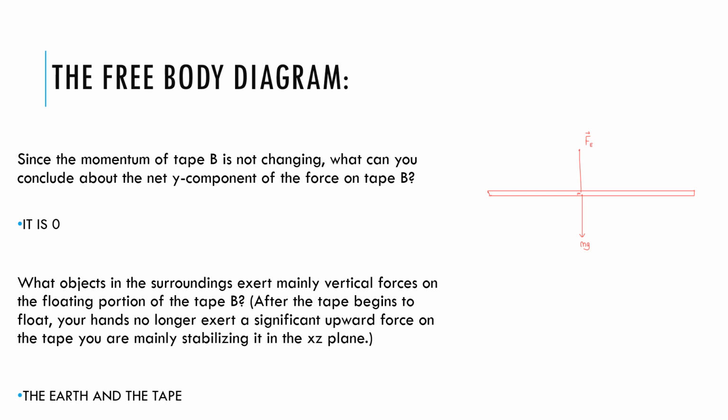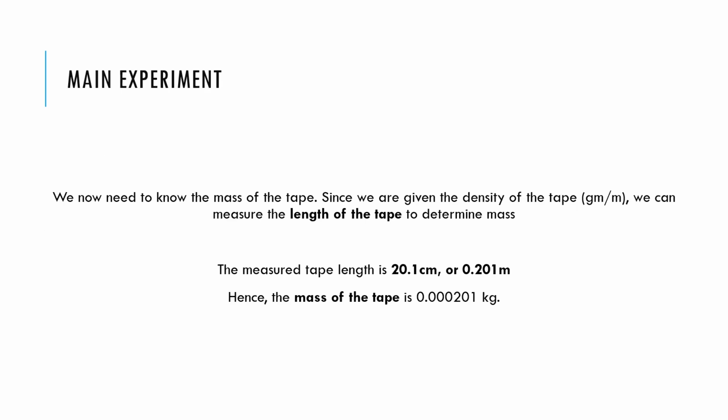It's the earth which exerts a gravitational force downwards and the tape A which exerts an electric force upwards on tape B. Since the net y component of the force on tape B is zero, it must mean that the magnitude of the gravitational force is equal to the magnitude of the electric force from tape A on tape B.